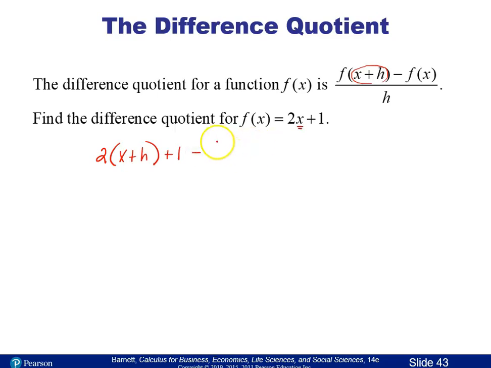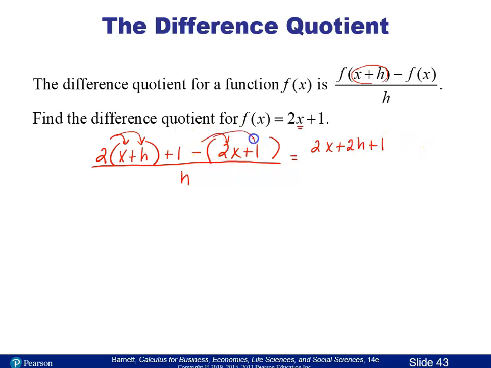And then I'm going to subtract from that, always put a set of parentheses here. Okay, and then I'm going to subtract f of x. Well, f of x is 2x plus 1. And then I'm going to divide this all over h. Okay, so that's the substitution part of it. It just depends on what the function is as to what we're going to have to do next. So on this one, we're actually going to distribute the 2. So it's going to be 2x plus 2h plus 1. And then I'm going to distribute this negative. So negative 2x minus 1 over h.